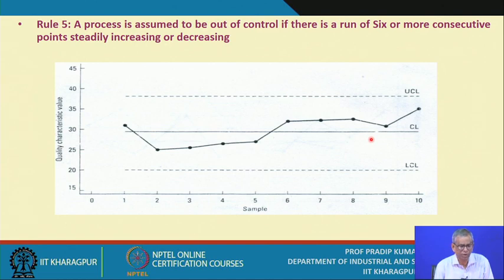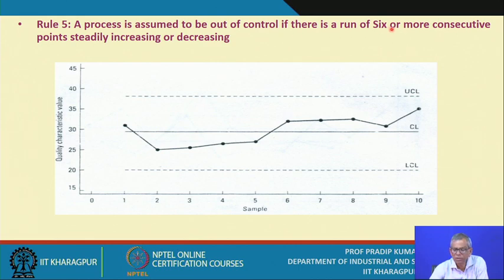The last rule, that is rule 5. A process is assumed to be out of control if there is a run of 6 or more consecutive points steadily increasing or decreasing. Now, what is a run? A run means a sequence of same type of observations, a group of observations of similar nature, right? So whenever you say a run of sample points, you must also specify the run length. Here is a run of 6 or more consecutive points of similar nature. So here you find 1, 2, 3, 4, 5. Is it okay?